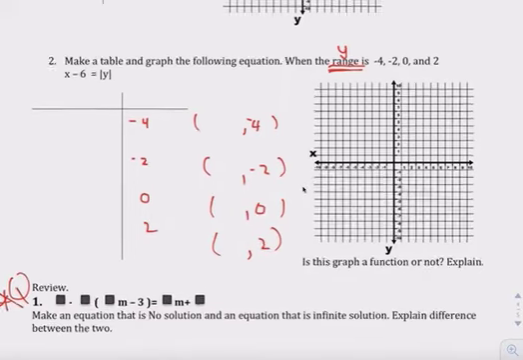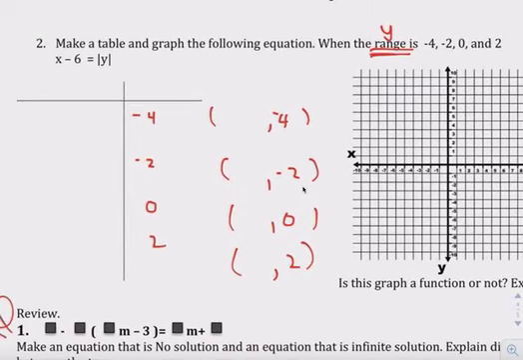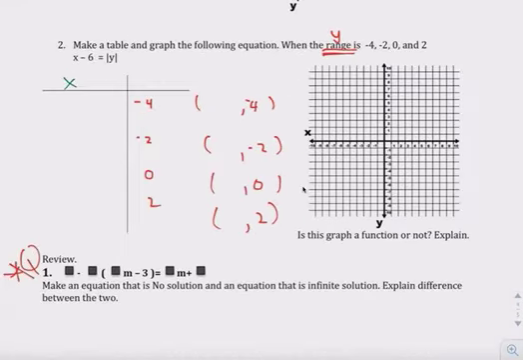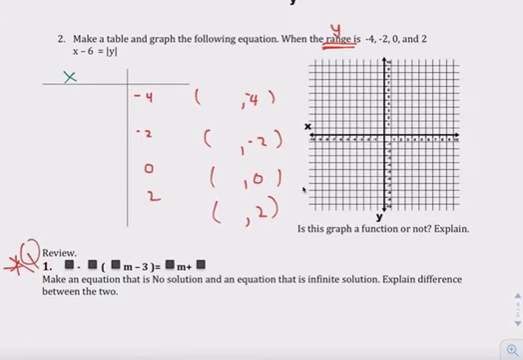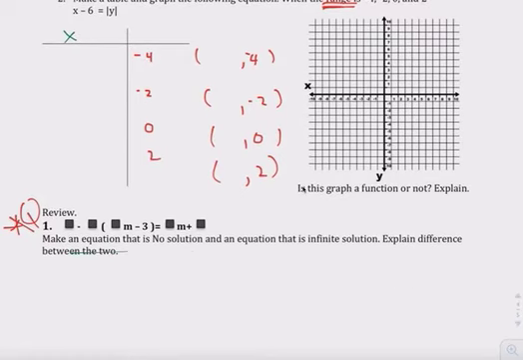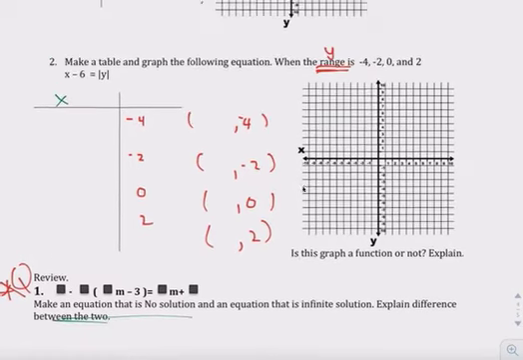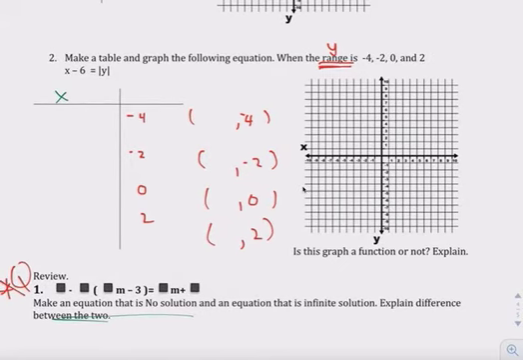Now this you cannot tell without a graph. So you need a graph to see if it's a function or not. This is your x. Okay? And we've done a lot of these. You make your own numbers. Most of you know how to do this. But you need to make sure to explain the difference between the two. Make sure you use the word coefficient and constant. Okay? That's it.